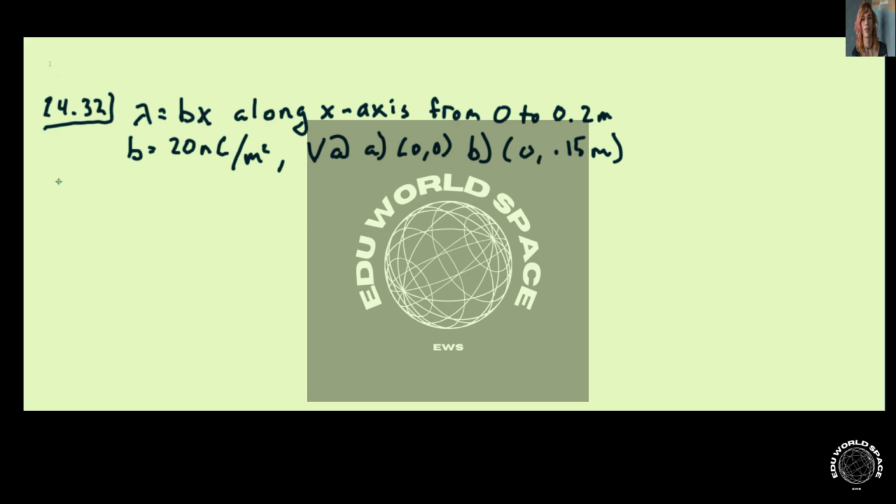24.32, we have a non-uniform distribution of charge along the x-axis extending from 0 to 0.2 meters. We're given this proportionality constant of the charge density, and we want to find what the potential is at the origin and at 0.15 meters up the y-axis, assuming as usual that the potential at infinity is 0.